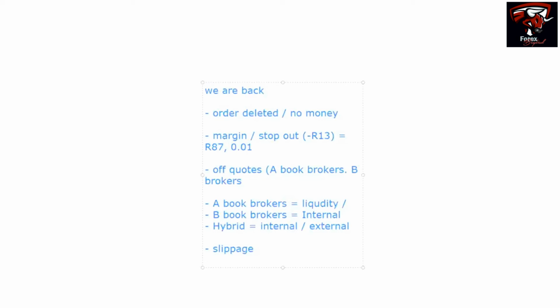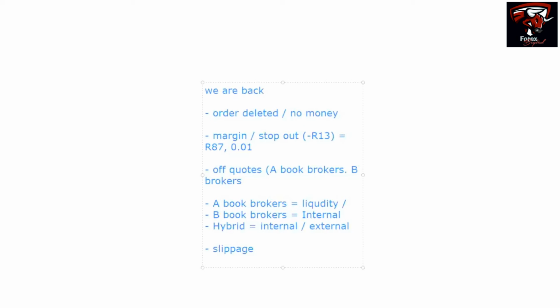B-book brokers, off codes happens internally. They turn it off. Literally, they turn it off. They're able to turn off the servers manually as a broker without having to contact the liquidity, because there is no liquidity.